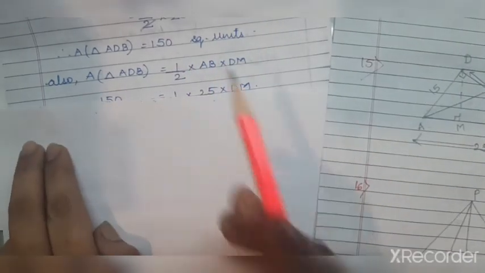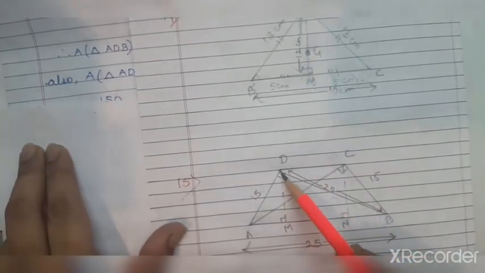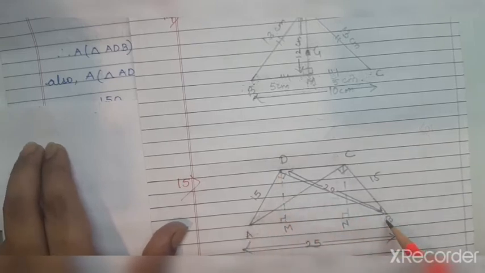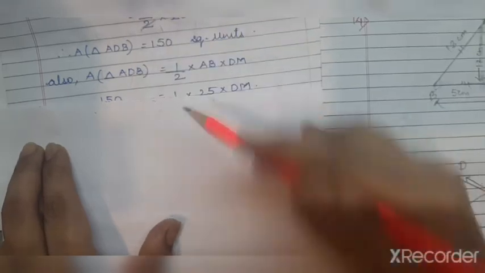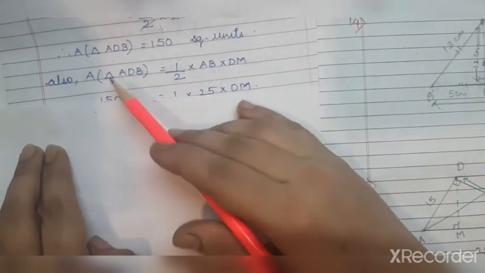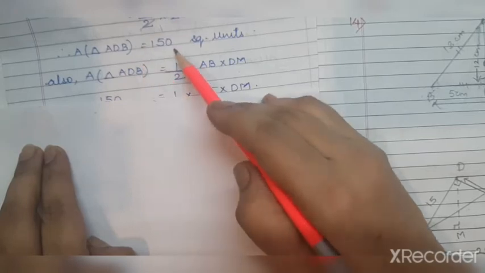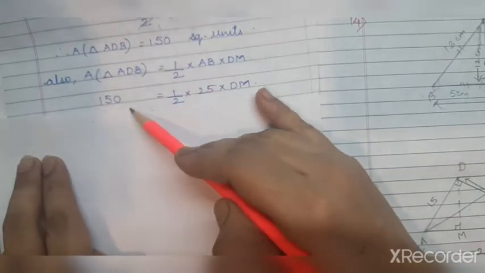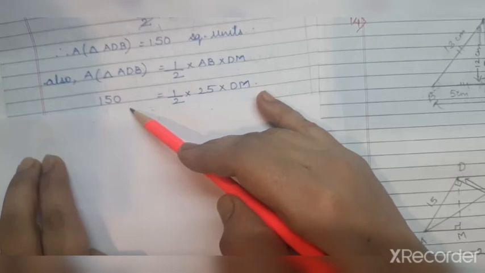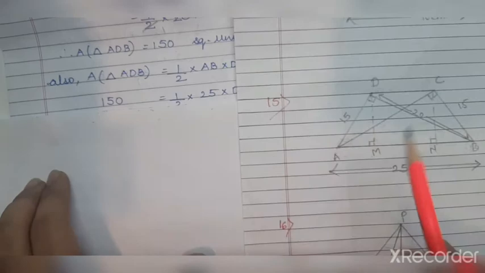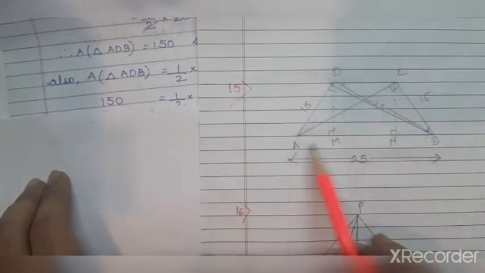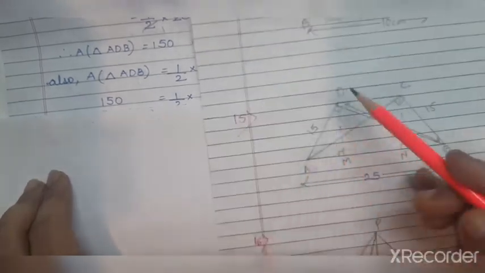Okay. Now earlier we solved it by taking AD as the base and BD as the height. Now for the same triangle we will take AB as the base. If the base is AB, then the height is DM. But just above we have found the area of ADB as 150. So we will put ADB as 150. Okay, and then we will put AB as 25, which is given here. AB is 25, and DM we don't know. This height we don't know.